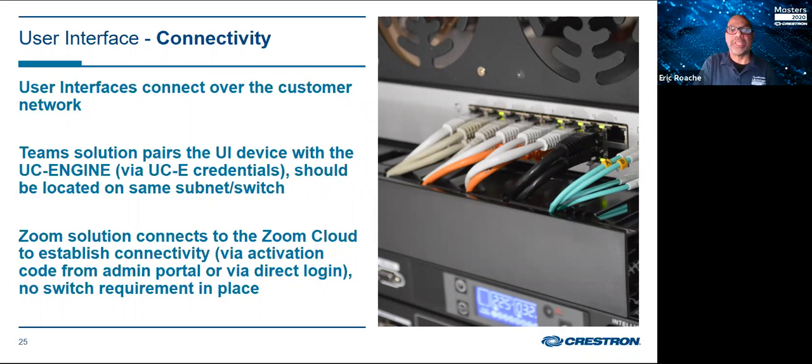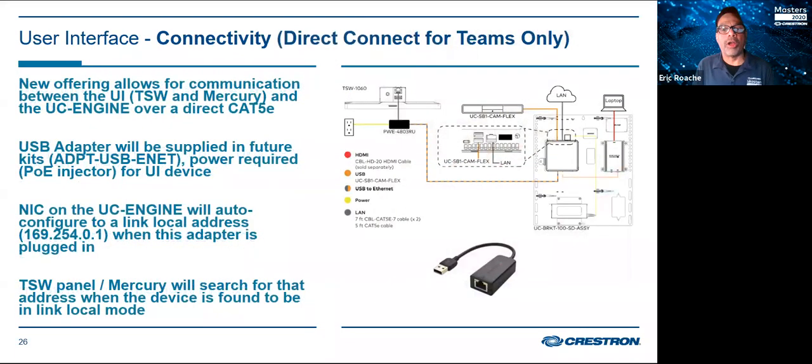Now for Teams, and this is only for Teams, we are going to be offering a direct connect option. This direct connect option uses what you see in the slide here, this little USB to Ethernet adapter. It is a specific one. What happens is, the network interface card on the UC engine will auto-configure a local link address for the TSW panel or Mercury when it discovers this particular USB to Ethernet adapter plugged into the UC engine.